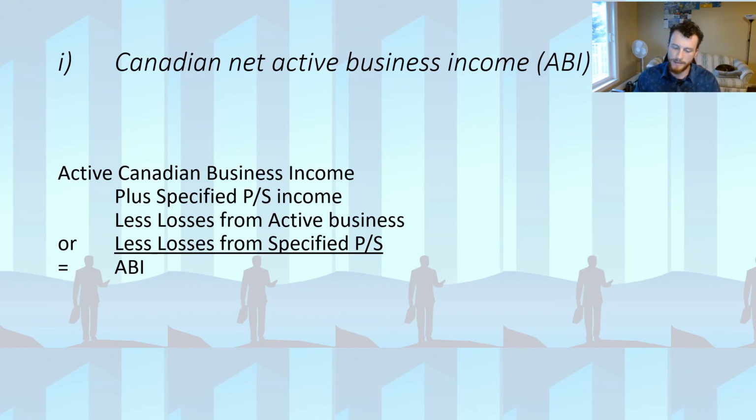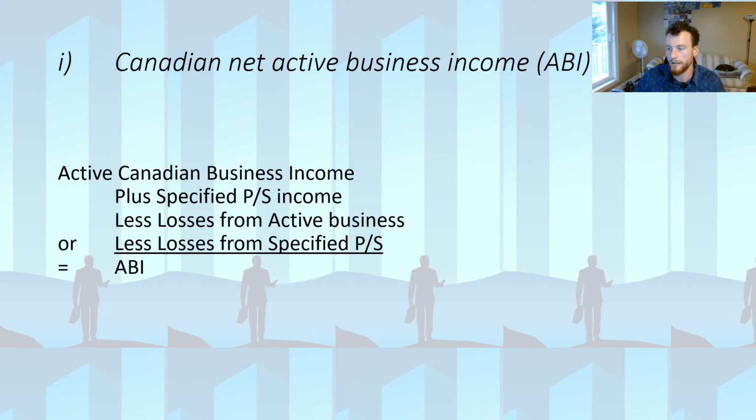So active business income is the net income from the core operations of the corporation. We will add on any specified partnership income, as the corporation may be a part of a partnership. We reduce it by losses of active business. Generally these occurred in prior periods, and any losses occurred in prior periods can be applied to current active business income to reduce this amount.